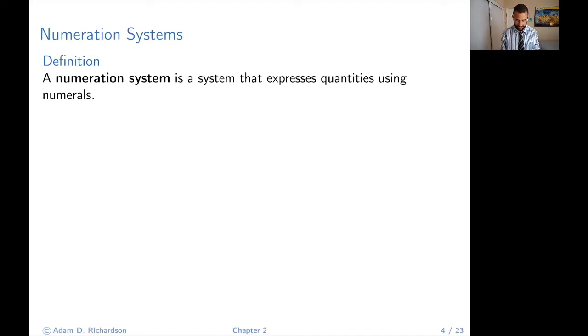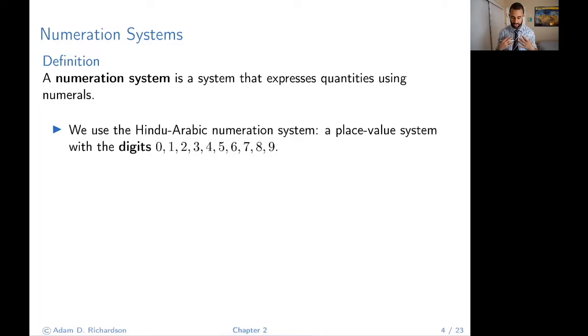Okay, so let's get started here. A numeration system is just a system that expresses quantities using numerals. So that's what it is. We use the Hindu-Arabic numeration system, which is a place value system. And these 10 symbols are called the digits. We call them digits maybe because we actually have 10 digits ourselves, right? And that makes sense. Why do we actually count by tens? Well, it's pretty natural for us to count by tens. But this is a system that originated in India back in, I think, the 6th or 7th century. I can't remember off the top of my head.